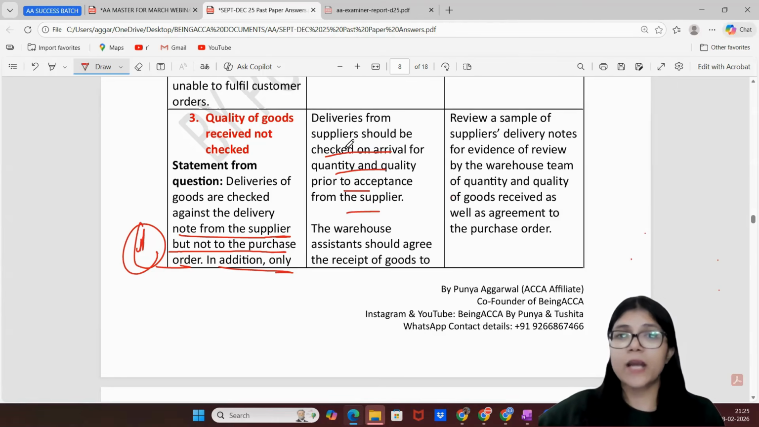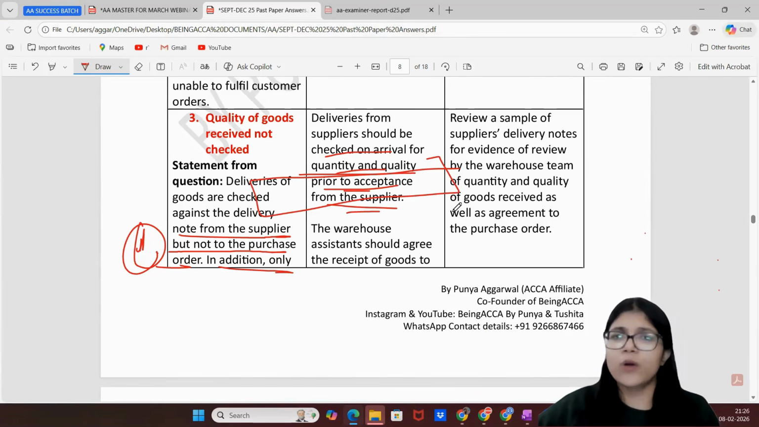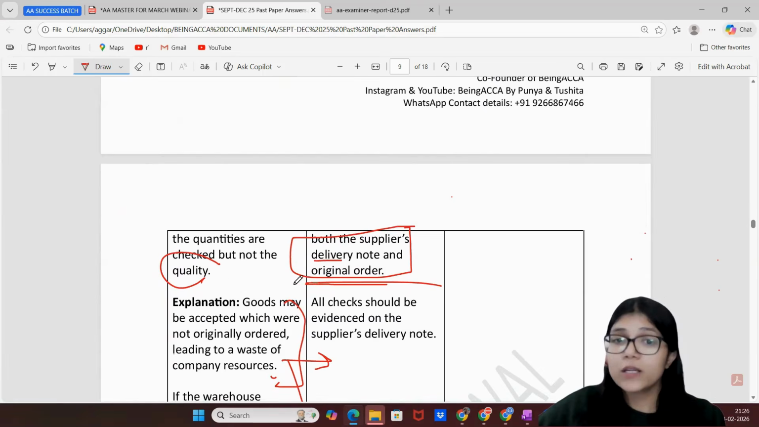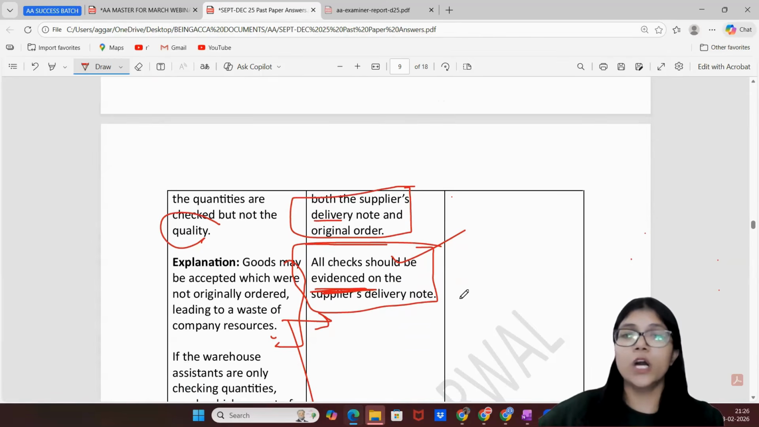So deliveries from supplier should be checked on arrival for quantity and quality both prior to acceptance from the supplier. I am not just stopping here, I am also saying that it should be done prior to acceptance, because once I have accepted, it does not make any sense for the supplier. Supplier will say, no, no, I have given you the good quality goods only, right? The warehouse assistant should agree the receipt of the goods to both the delivery note and the original orders. All checks should be evidenced on the supplier's delivery note. Evidence means by way of signature. There should be some review. This is my value addition.